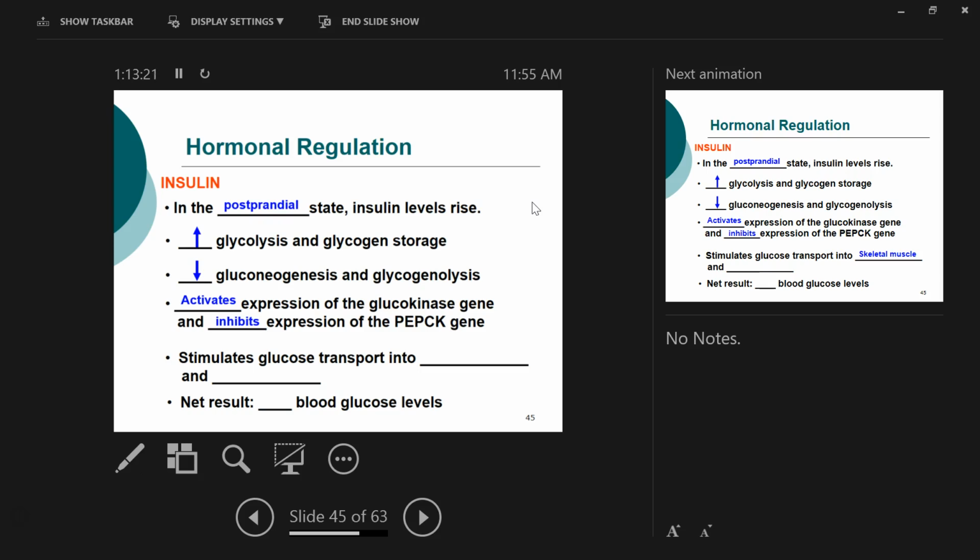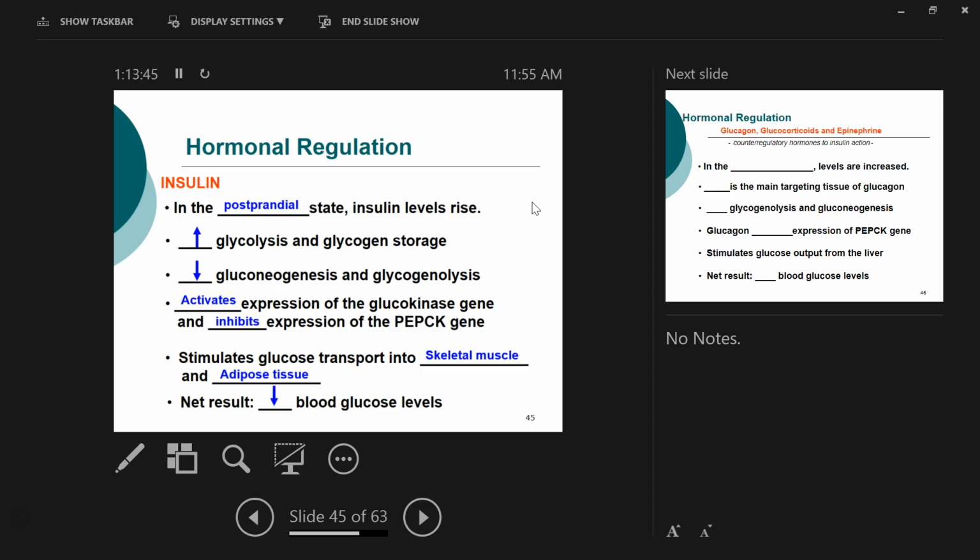And insulin stimulates glucose transport into which tissues? Skeletal muscle, right? And adipose tissue, right? So the net result about blood glucose level is a decrease, right? So when we have high insulin levels, we tend to have a lower blood glucose level, right? Insulin pushes a lot of glucose into the cells for metabolism or for synthesis of stored energy like glycogen.